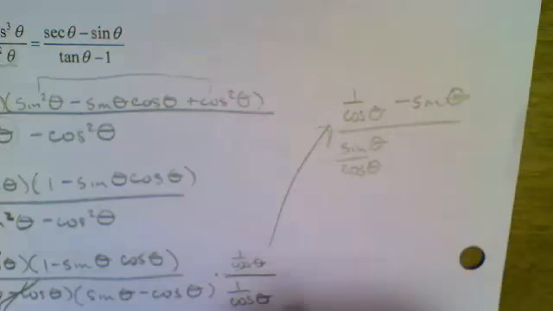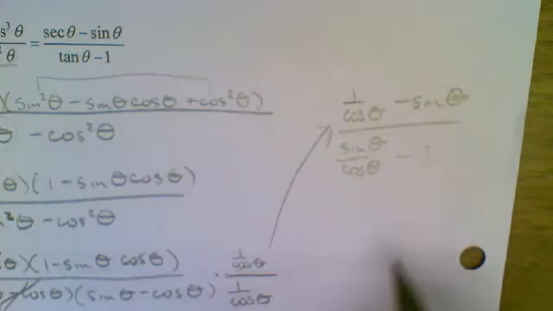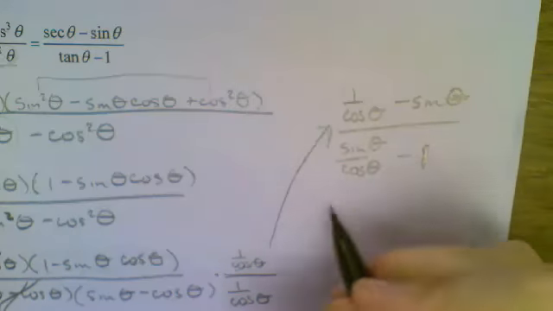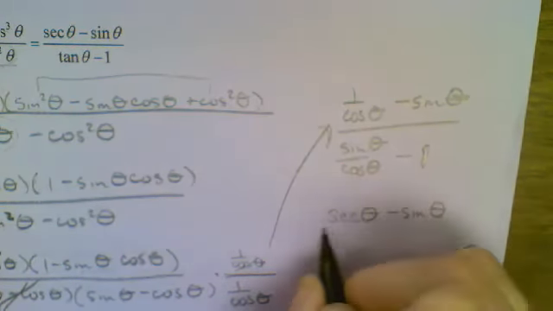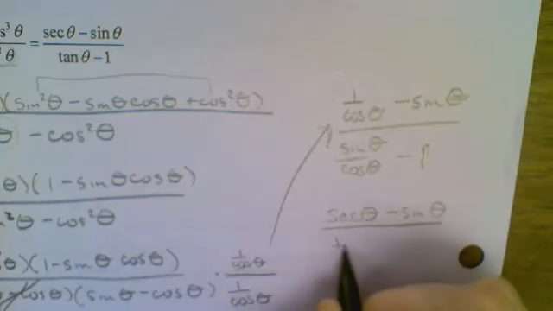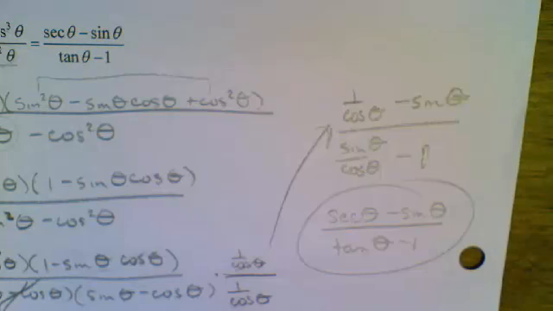So this is an algebra step we're doing. And then this, when we multiply anything by its reciprocal, we get 1. So that was an algebra step, where we know that we are multiplying everything by the same thing, 1 over cosine. Now let's do the trig step. 1 over cosine is secant minus the sine. Sine over cosine is tangent minus 1. And that's where we were trying to get to.